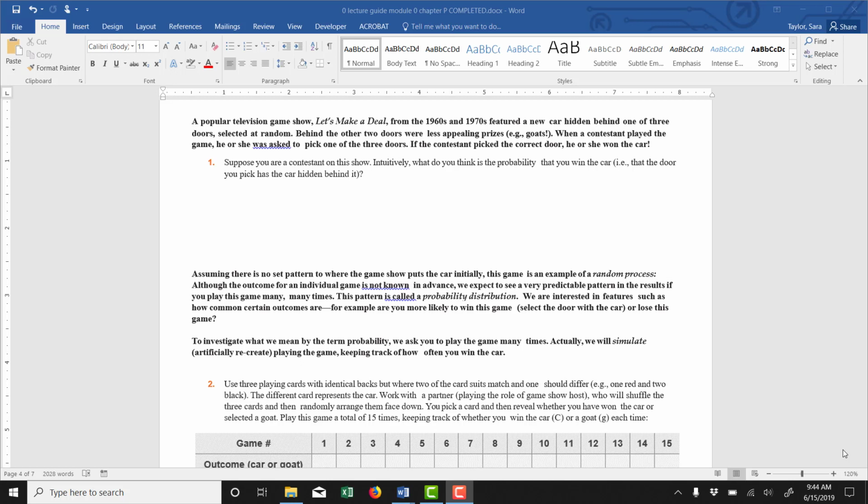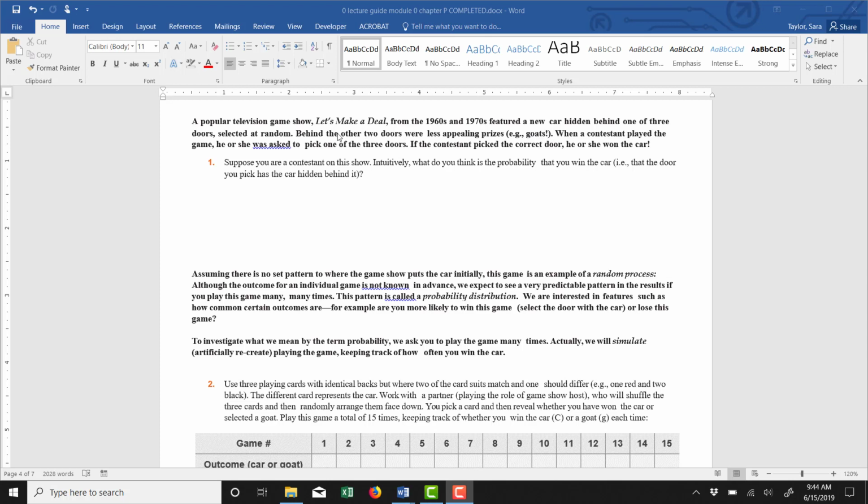In this video, we're going to go through the first half of Exploration P.3, Cars and Goats, from the Tintle textbook. It reads, a popular television show, Let's Make a Deal, from the 60s and 70s, featured a car hidden behind one of three doors, selected at random. Behind the other two doors were less appealing prizes, such as goats.